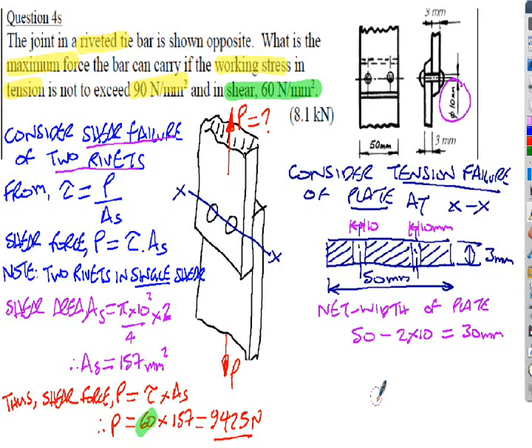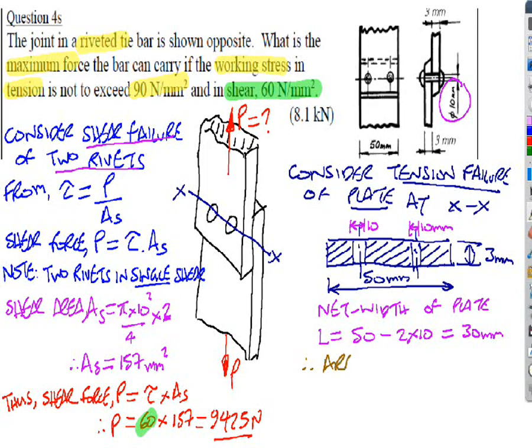Alright, so that's the net width. That's the actual material width I've got, because obviously with the holes there, there's no material there, so you can't transfer any load through the hole. So the width of the plate is really 30 millimeters. If I call it L, to give it a symbol, the width of the plate is going to be 30 millimeters.